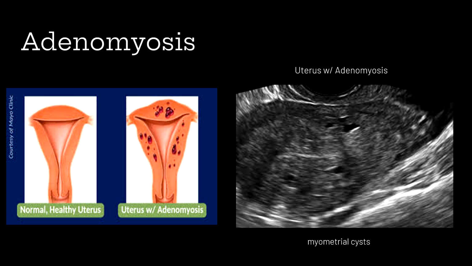Those are characteristics of adenomyosis. You might see one, you may see two, you may see a few. So very much pay attention to that, and you don't have to measure all of these cystic areas. I would measure the largest and then keep it moving.